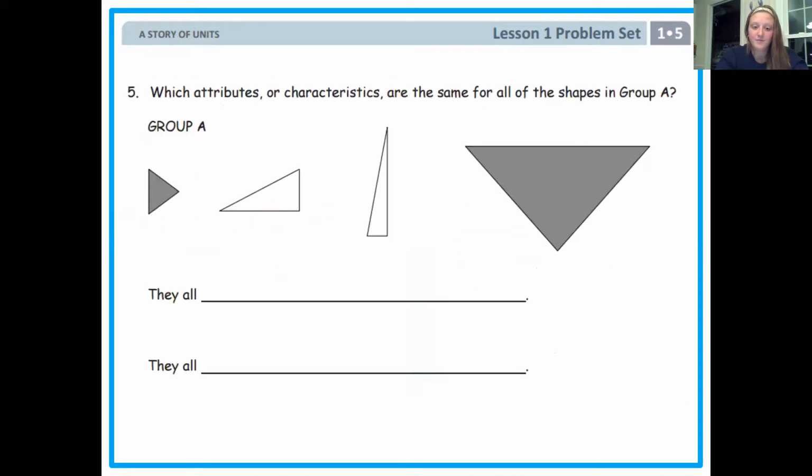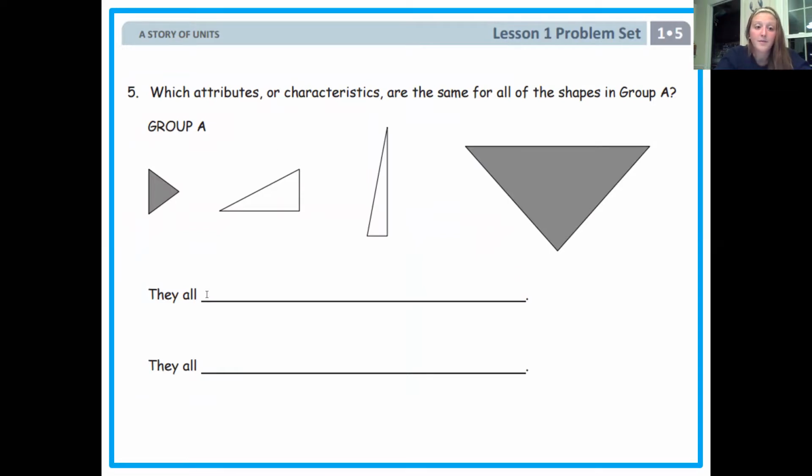So I want you to look at these and write down which attribute or characteristics are all the same for all 4 shapes in group A? And here's group A. So what's the same? What are the same about all these shapes? If you need more time to write or say it, take the time.